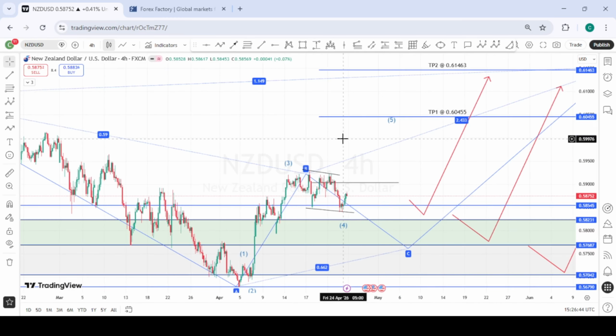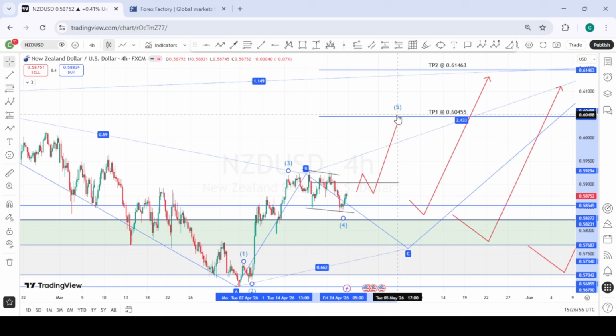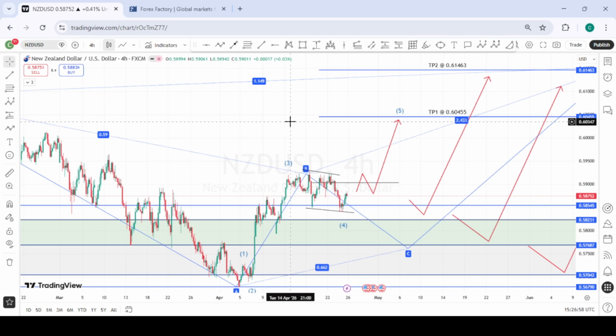Should we get a daily structure shift here? Should we get a daily candle break above this structure point over here? We look forward to a possible pullback, and then we look for buying opportunities to the upside to complete the wave 5 for this possible impulse on NZDUSD.